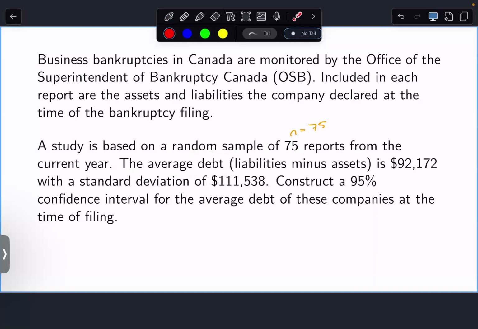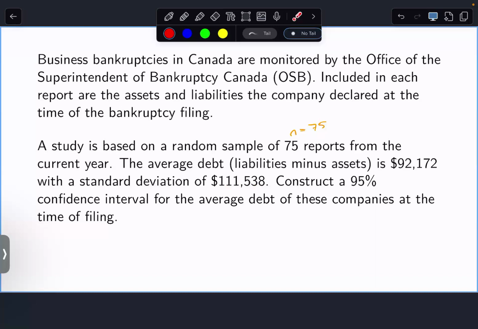The average debt, which is the liabilities minus the assets, is $92,172, with a standard deviation of $111,538. We're ignoring the fact that the standard deviation is larger than the mean. Usually that's bad, but we're ignoring that. Construct a 95% confidence interval for the average debt of these companies at the time of filing.